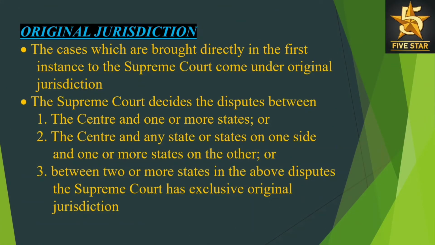Original jurisdiction. The cases which are brought directly in the first instance to the Supreme Court fall under original jurisdiction. The Supreme Court decides the disputes between the center and one or more states, or the center and any state or states on one side and one or more states on the other, or between two or more states. In the above disputes, the Supreme Court has exclusive original jurisdiction.